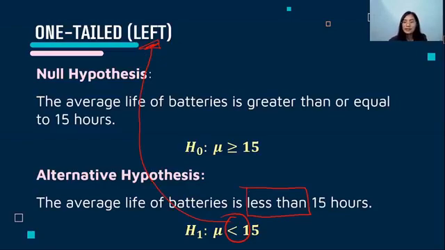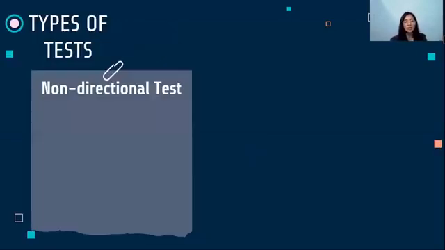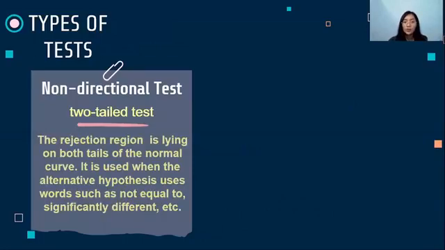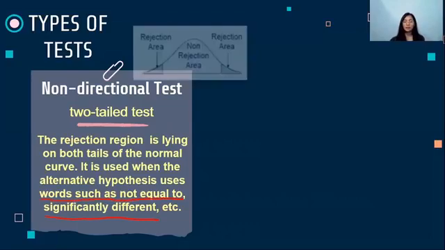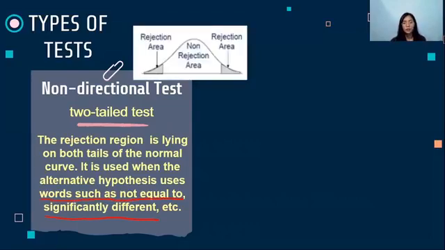Another type of test is the non-directional test, also known as a two-tailed test. It is when the rejection region lies on both tails of the normal curve. It is used when the alternative hypothesis uses words such as "not equal to," "significantly different," and so on. So in our illustration, in our normal distribution curve, the region of rejection lies on both tails of the normal curve.